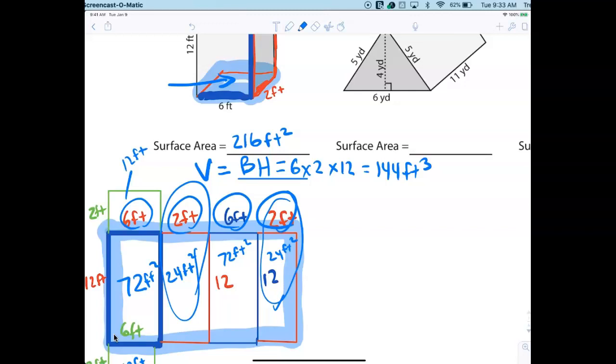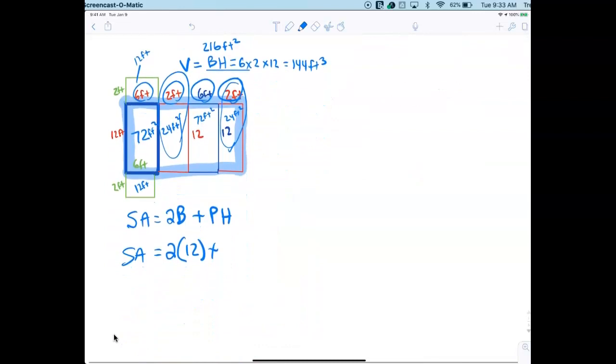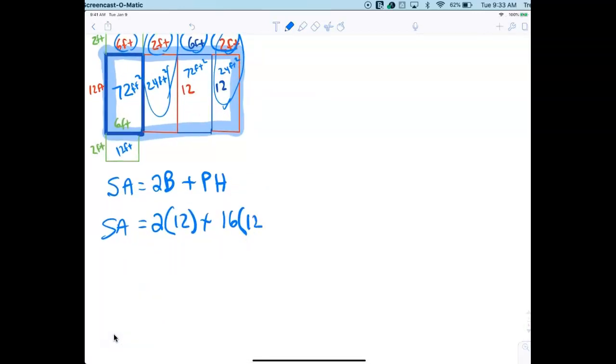So the perimeter of the base this time is, what did we say, guys? 16. 16 times, what's the height of the prism? 12. All right, so I need everybody to take out their handy-dandy calculator now and do 2 times 12 plus 16 times 12. 216. Is that the same answer? Yes. 216 square feet. Personally, I think that's how I like doing it. Me too. I don't like drawing the net, and I don't like having to calculate the area of all shapes. All right? Is everybody agreeing with me?